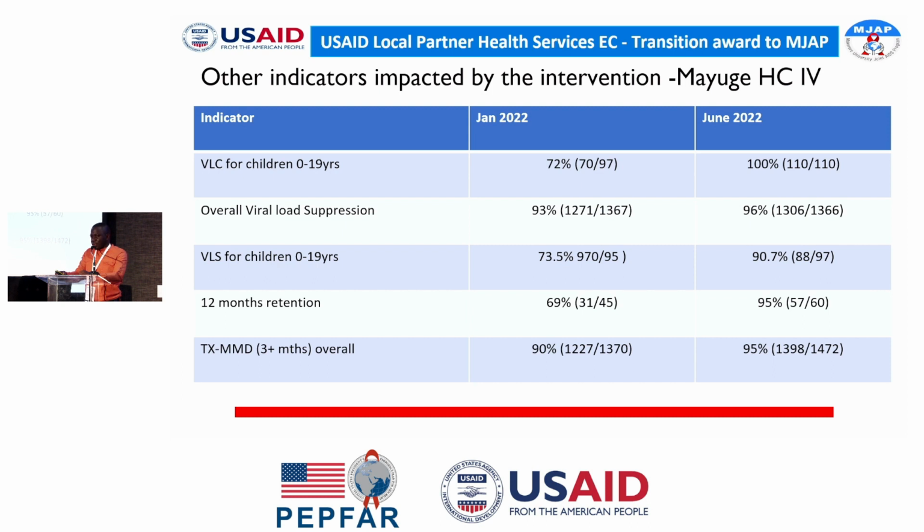I understand we really have a challenge currently about the children and adolescent suppression rate. But this has really helped us that, okay, fine, the target is provision of services to those clients who are eligible. So our TX, that is our MMD multi-month dispensing, increased from 90% to 95% from the parent side.